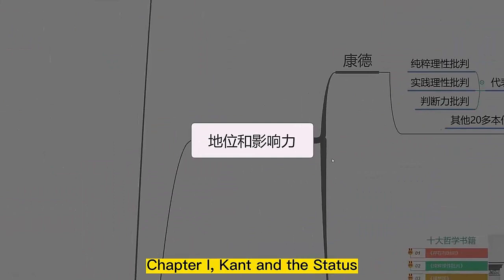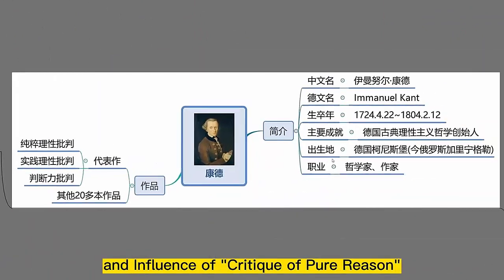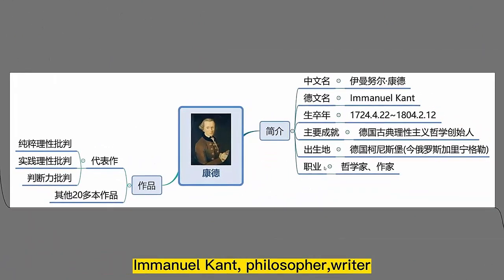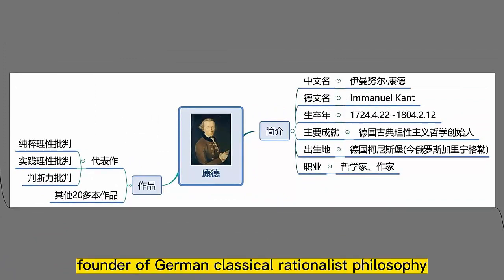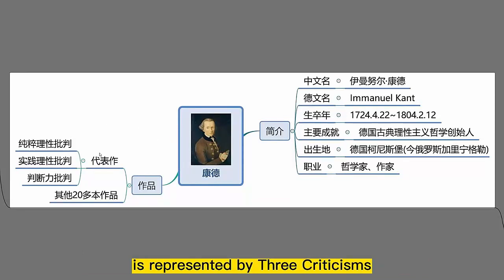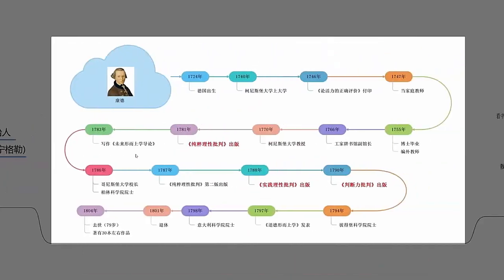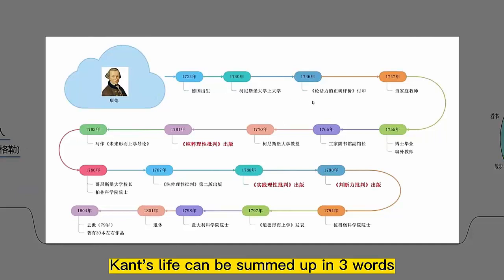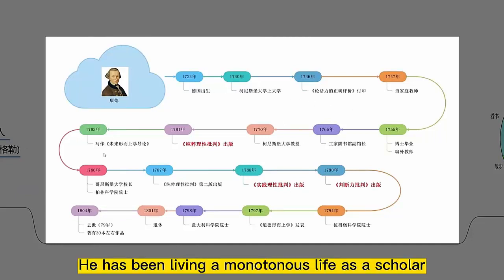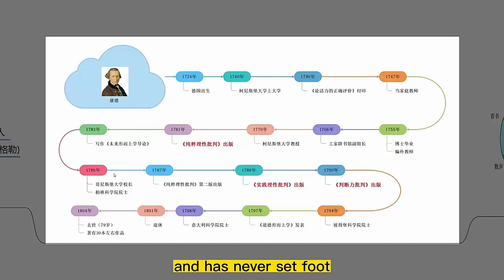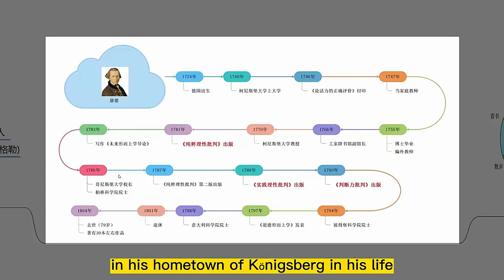Chapter 1, Kant and the status and influence of critique of pure reason. Immanuel Kant, philosopher, writer, founder of German classical rationalist philosophy, is represented by 3 criticisms. Kant's life can be summed up in 3 words: reading, teaching, and writing. He has been living a monotonous life as a scholar, deep into simplicity, and has never set foot in his hometown of Königsberg in his life.